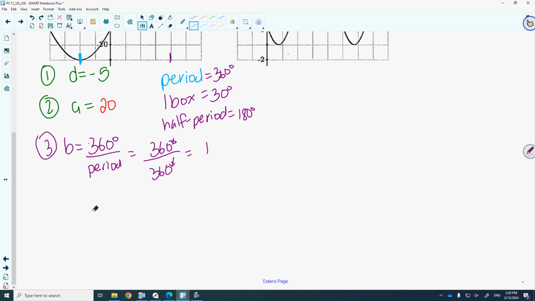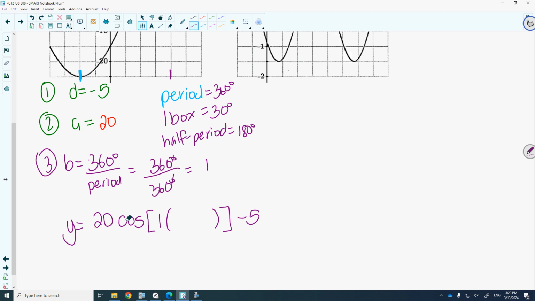So let's do the cos graph first, since that's what we did in our last 2 examples. We would have an equation of 20 cosine. I need my b value. So b, I'm going to put it in as 1, but I don't need to. Then I'm going to have my phase shift in there for the cos graph and minus 5. So I just need to figure out what the phase shift is.